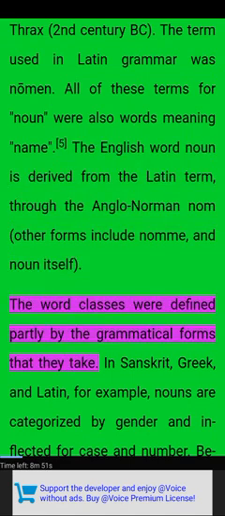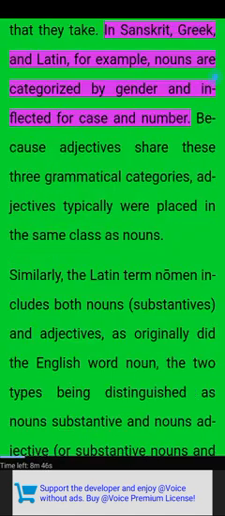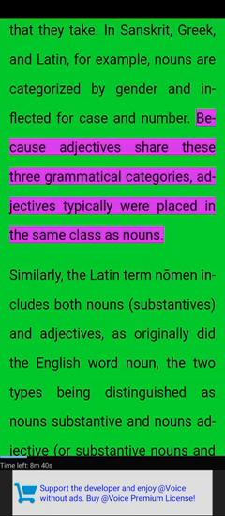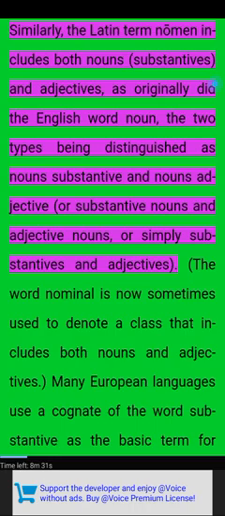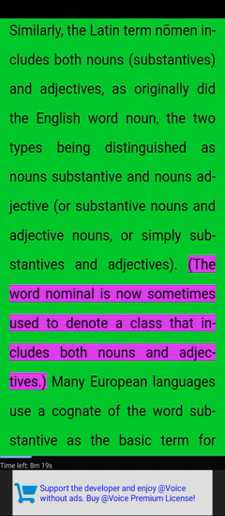The word classes were defined partly by the grammatical forms that they take. In Sanskrit, Greek, and Latin, for example, nouns are categorized by gender and inflected for case and number. Because adjectives share these 3 grammatical categories, adjectives typically were placed in the same class as nouns. Similarly, the Latin term nomen includes both nouns, substantives, and adjectives, as originally did the English word noun, the 2 types being distinguished as nouns substantive and nouns adjective, or substantive nouns and adjective nouns, or simply substantives and adjectives. The word nominal is now sometimes used to denote a class that includes both nouns and adjectives.